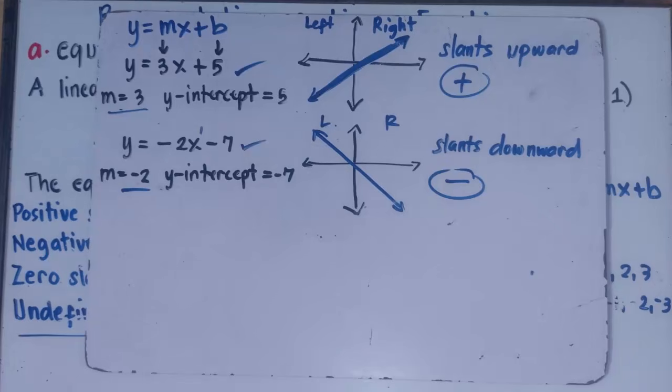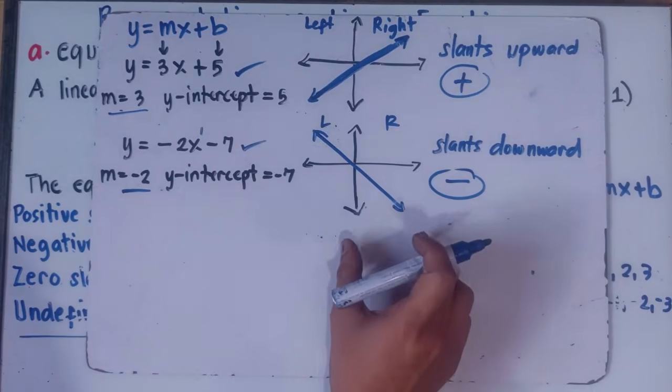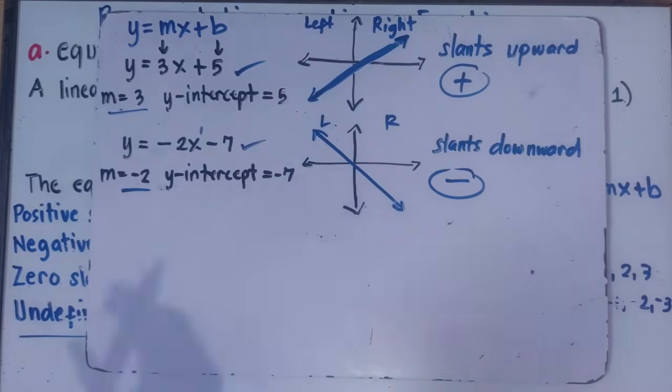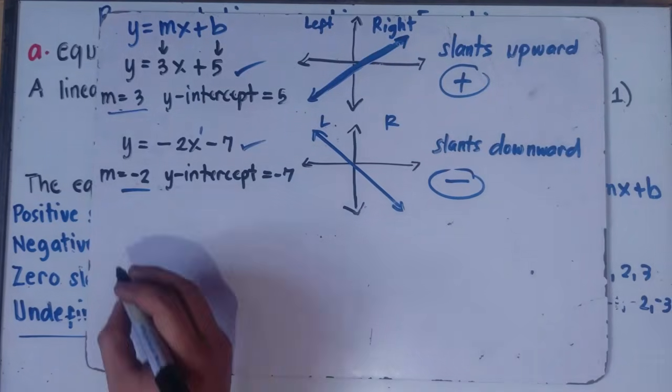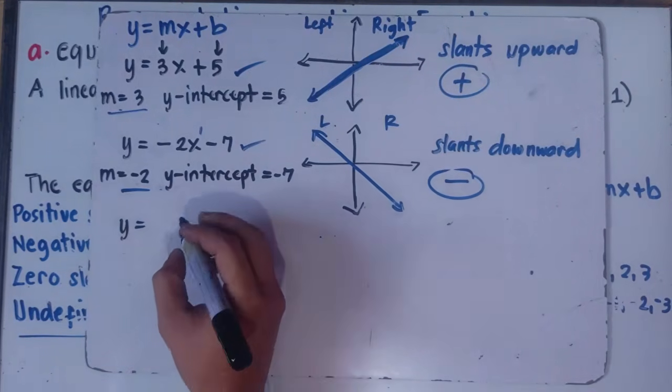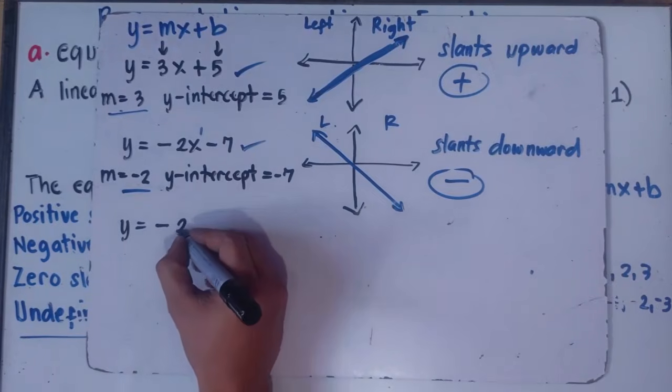I hope you get that one, class. Once again, class, if you have a negative slope, your graph slants downward. This will be your expected answer, class, with regards to the graph. Now, another question, class, if I will say y equals negative 2x.